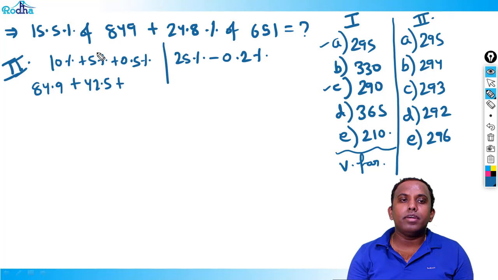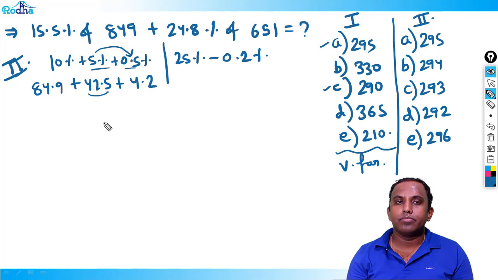What is 0.5%? It is 1/10 of 5%. So how much is 1/10 of 42.5? It should be 4.2, I can take it approximately. Now the number here: 84 plus 42 is 126, plus 4 is 130, plus 0.9 plus 0.5 plus 0.2 is 1.6. So it is 130 plus 1.6, 131.6. This part.